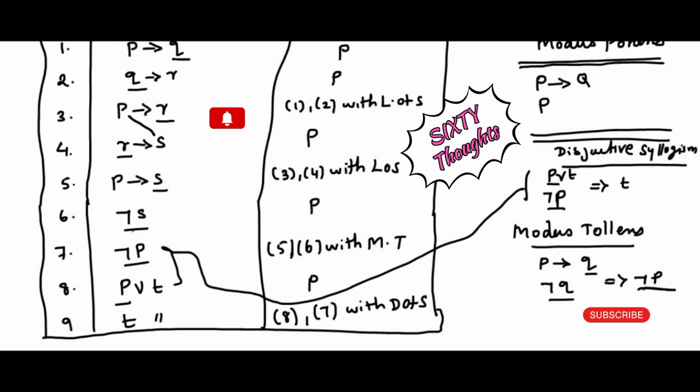So here we get negation S, that means negation P. Next we consider one more premise, that is P or T. Using step number 8 and step number 7 with the disjunctive law of syllogism, we get T. Okay, so this is our conclusion statement, right?